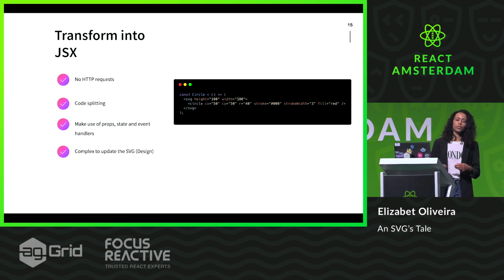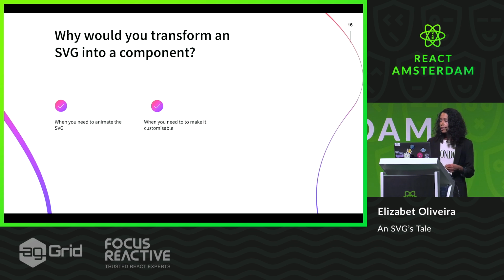You can make use of the props, state, and all the event handlers. But then a bad thing is that it's really complex if you want to update the design. Imagine that you have an illustration, and days after, the designer says, oh, we want to update this part of the design. Because you already split the design into different parts, you have to find that part and replace it, and probably it's already JSX, and maybe there are different props, so it makes it really hard to update the design.